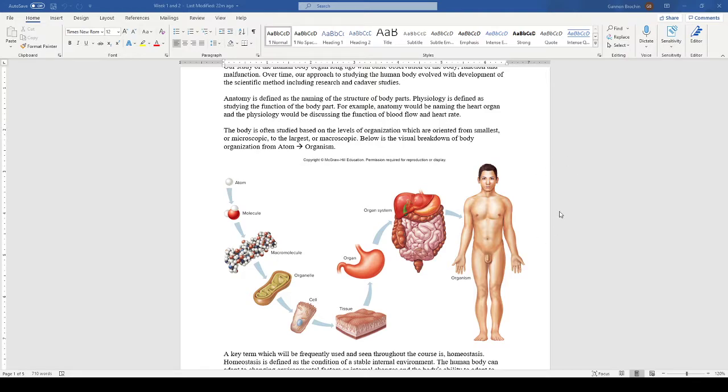So we go from atoms all the way up to an organism, okay? And that's a major concept to remember as we go through this course. Everything that happens really is happening down at this left side at the atomic level, where we're actually seeing atoms and molecules interact with each other.